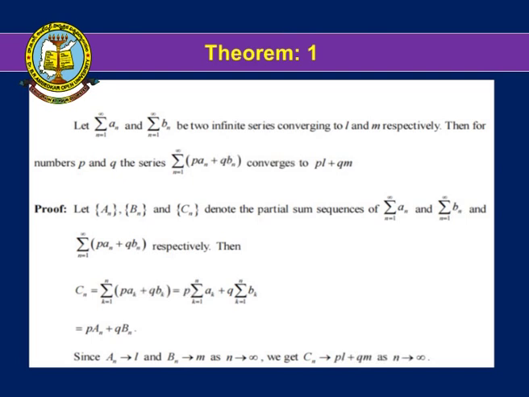Now, I want to apply the limit to this series. The constant term will come common, so p into sigma n equal to 1 to infinity a n, and as this converges to L, we get p L. For the second term, sigma n equal to 1 to infinity q b n, q is a constant and we take it common, and sigma n equal to 1 to infinity b n as n tends to infinity has limit m, so the second term is q m. So sigma n equal to 1 to infinity of p a n plus q b n converges to p L plus q m. This is the overall theorem.